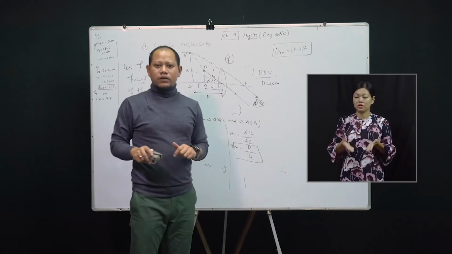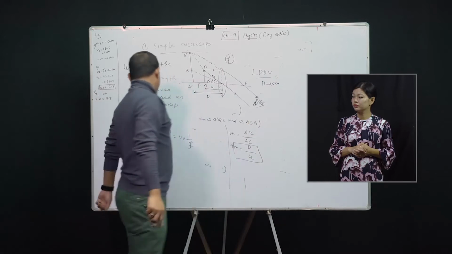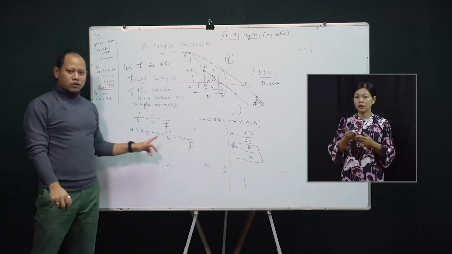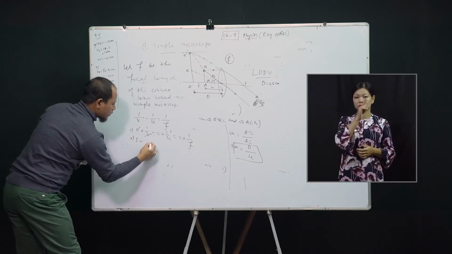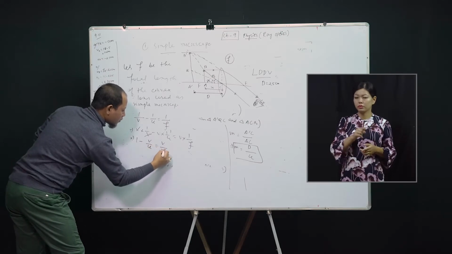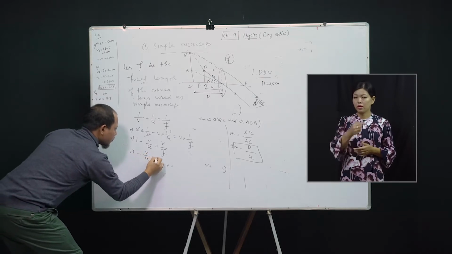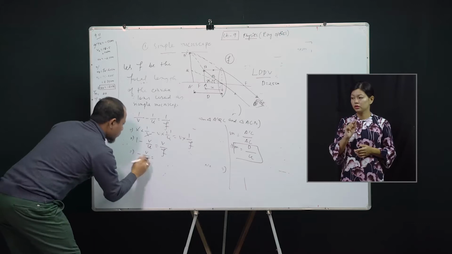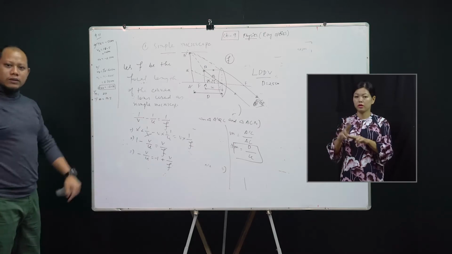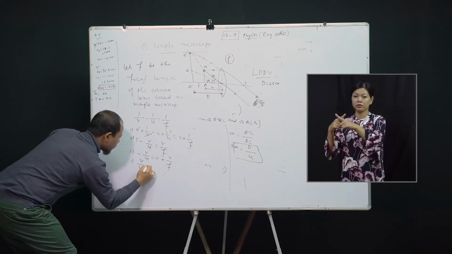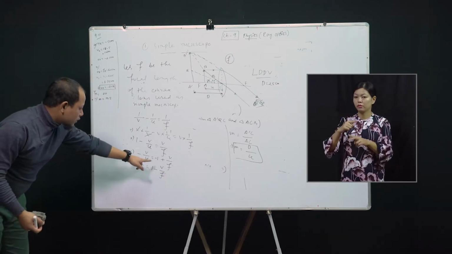So let's start with the simple microscope. It will be a continuation. As I told you, we have multiplied on both sides by V. So now V will cancel out. So I can write here 1 minus V by U equal to V by F. Now I'll write minus V by U equal to minus 1 plus V by F. Now multiplying on both sides by minus, this is plus V by U equal to 1 minus V by F.